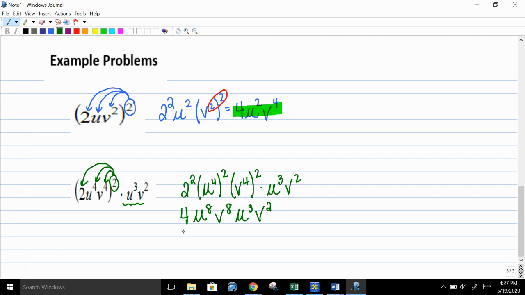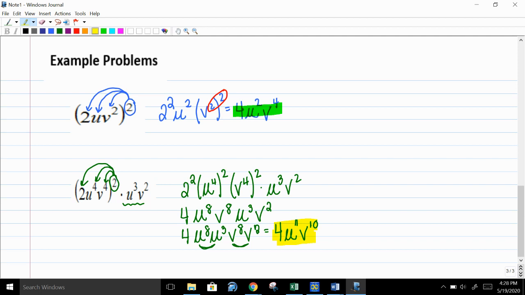All right, then we could rearrange it. The 4 stays in the front. The u to the 8th and the u to the third go together. The v to the 8th and the v to the second go together. Okay, and I'm pretty much home free here. I got 4. The 8 and the 3 with the u's, these have the same base, so I can add those exponents. U to the 11th. And then the same thing here with the v. The 8 and the 2 can add to make a v to the 10th. So my final answer is 4u to the 11th, v to the 10th.